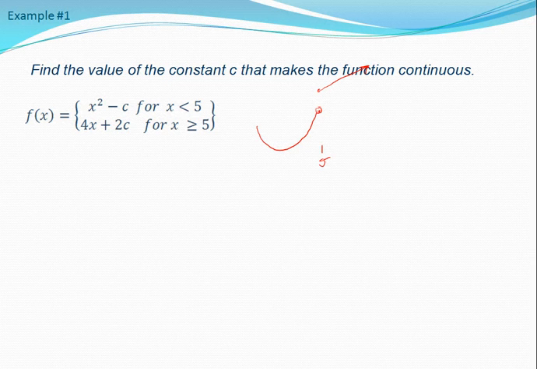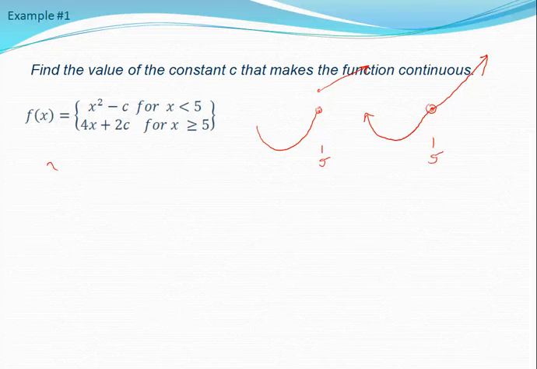That's a non-removable discontinuity. So what we want to see happen is the quadratic graph, it has its little hole at 5, and the linear equation fills the hole and then takes off and continues to positive infinity. That would make our function continuous. So, if the function is going to be continuous, then the two functions need to be equivalent at that point. So we're going to set them equal.